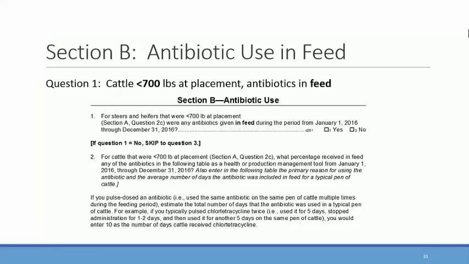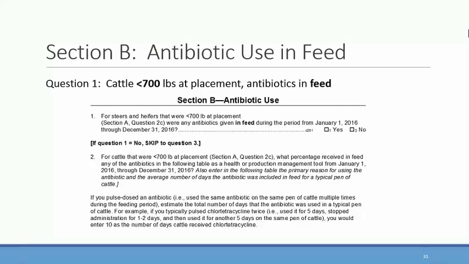We do have a note here about pulse dosing an antibiotic, and that is using the same antibiotic on the same pen of cattle multiple times during the feeding period. In this case, you would estimate the total number of days that the antibiotic was used in a typical pen of cattle. If the producer typically used chlortetracycline twice, say for 5 days, stop the administration for 1 to 2 days, and use it another 10 days, you would enter 10 as the number of days that these cattle received chlortetracycline. So there are going to be some scenarios and hypotheticals that will require you to work with the producer to collect the information. And so this pulse dosing would be one of those situations.